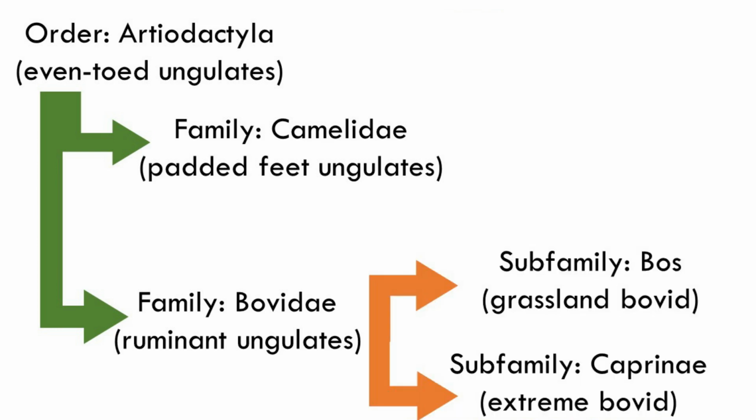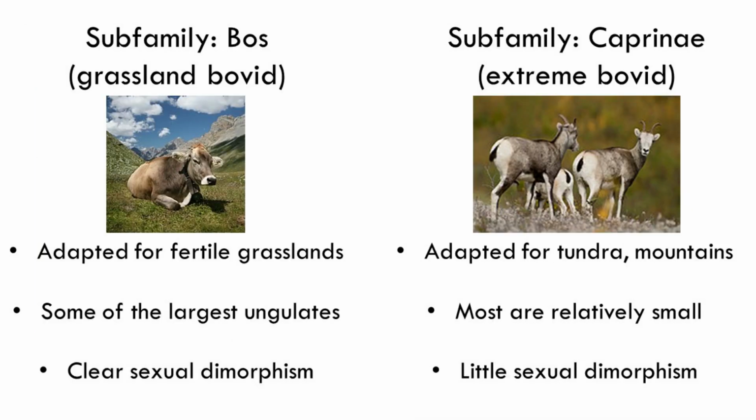So if we're just left with Bovidae, then we have subfamily Bos and subfamily Caprinae as two potential subfamilies that we can further specify tau to. So let's evaluate these two options. On one hand, we have Bos, which are grassland bovids, like cattle, for example. They are adapted for a relative life of luxury. They're adapted for fertile grasslands where there is ample food and not a lot of strenuous physical activity required of them in order to conduct their day-to-day business. For this reason, Bos contain some of the largest ungulates.